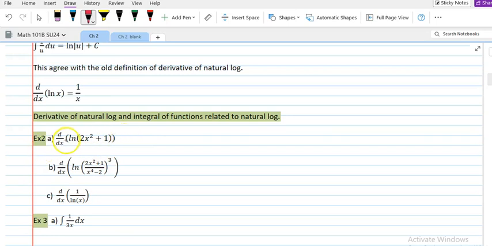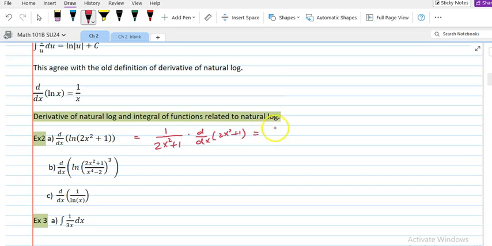So if I want to do the derivative of ln of 2x squared plus 1, you would know that, assuming this is u, it will be 1 over whatever you have, which is u, 2x squared plus 1, and then times d dx of 2x squared plus 1.